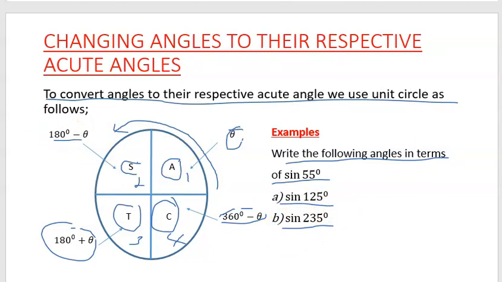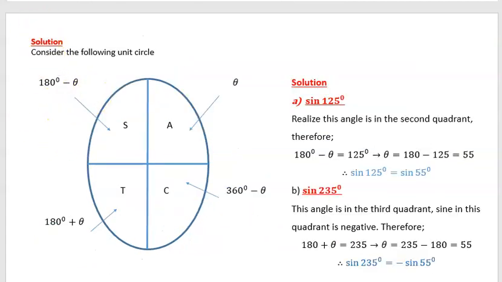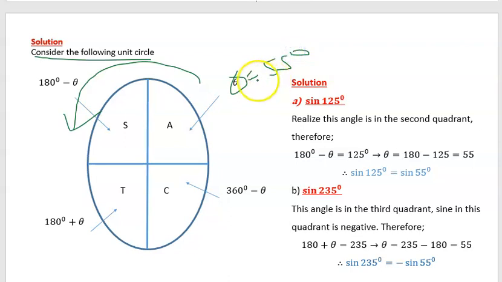To do that, I'm moving on to the solution part. To work this out, we consider the unit circle. I've already explained how this unit circle is worked on. Remember, theta is the acute angle, and in this case the acute angle given is 55 degrees, which is found in the first quadrant. Now 125 degrees is found in the second quadrant, and we know the angles in the second quadrant are 180 minus theta.